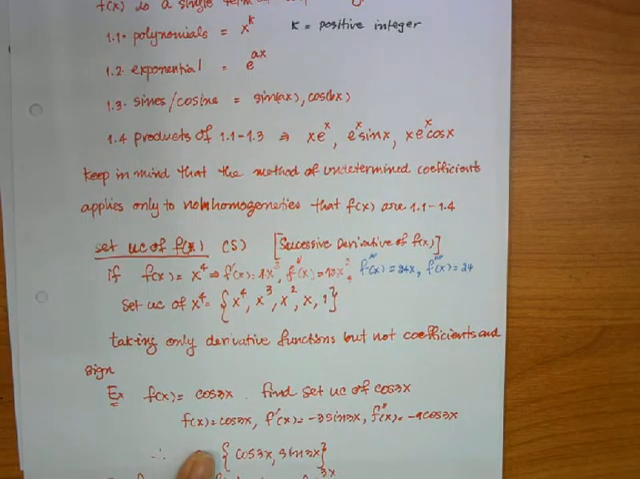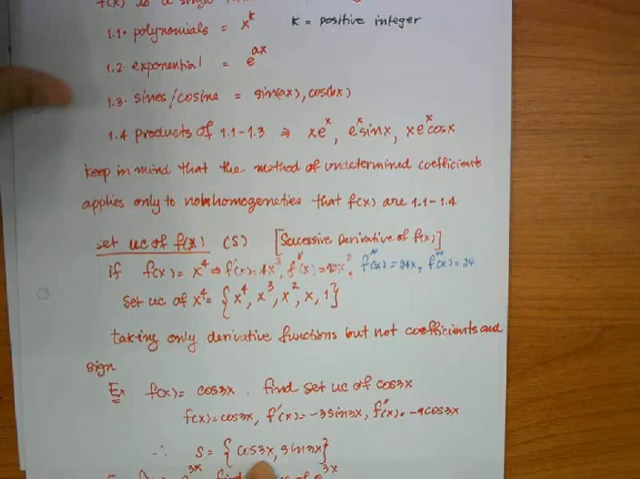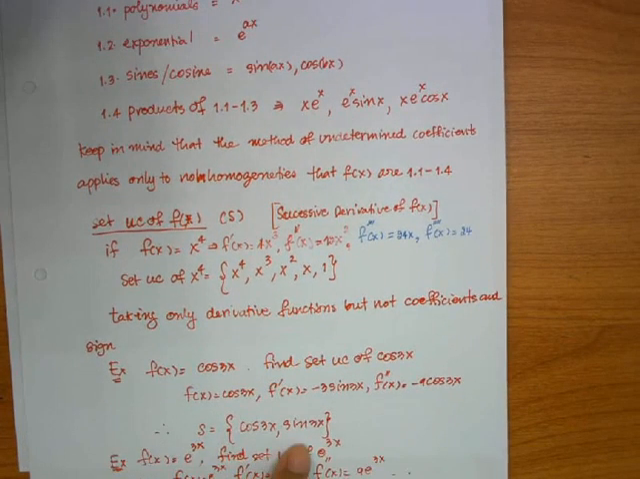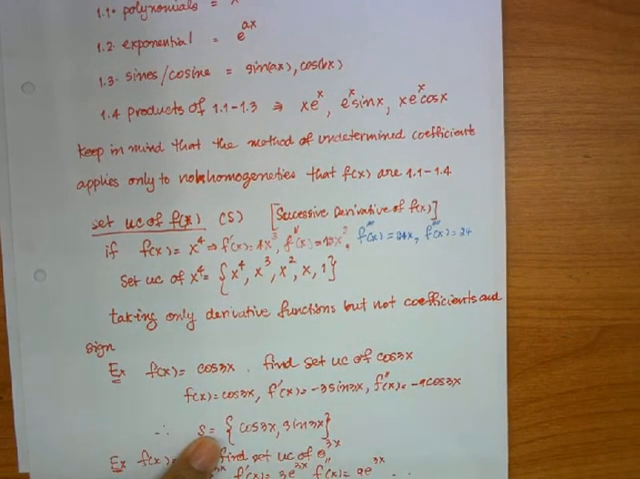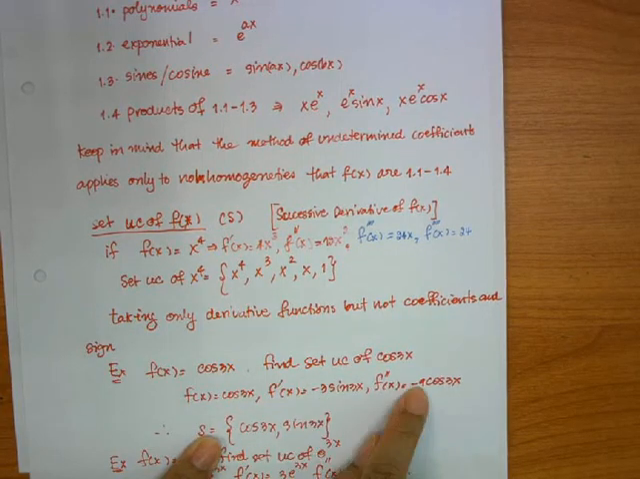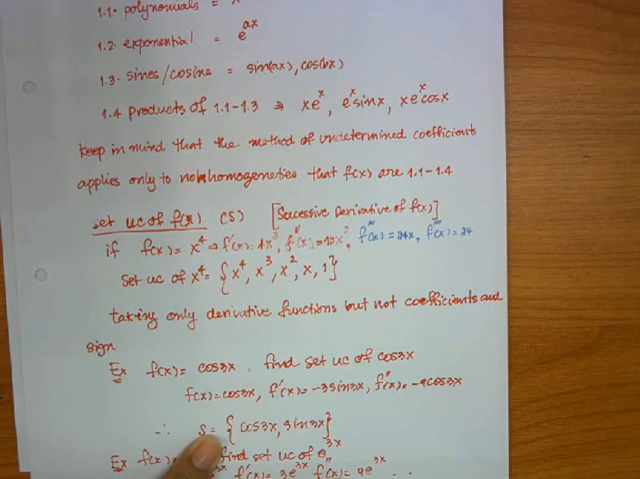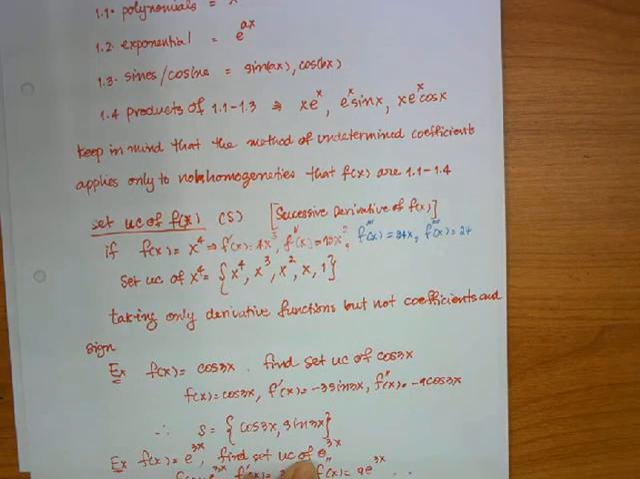So when you write down the UC set of this function, you get cos 3x and sine 3x, and that's it. Don't take the number and don't take the sign, like plus or minus. You just take the function. So the UC set is composed of that function and its derivatives.